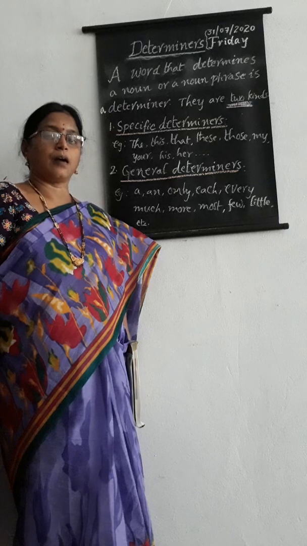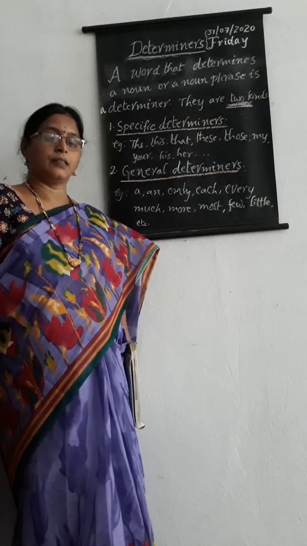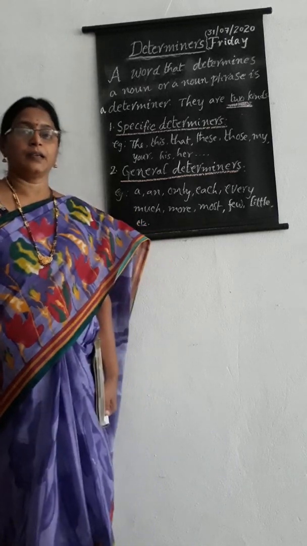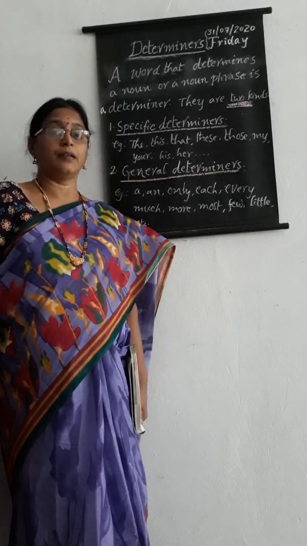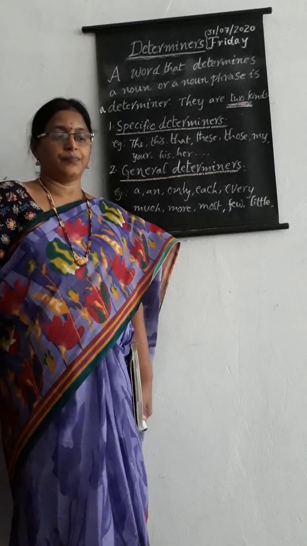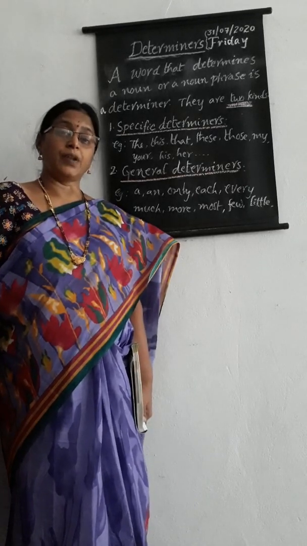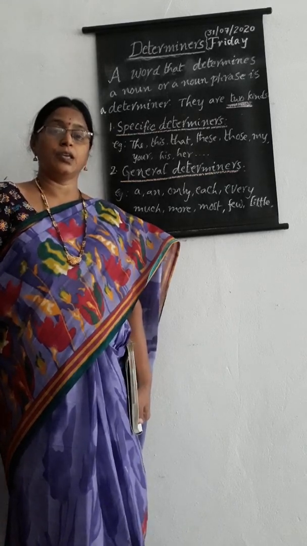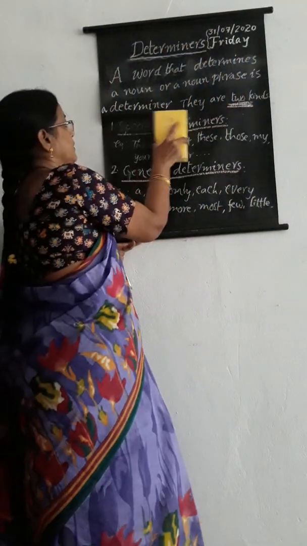A, an, and the are called articles. A and an are called indefinite articles. The is called the definite article. You should know the use of the indefinite article A. The indefinite article A is used before consonants.